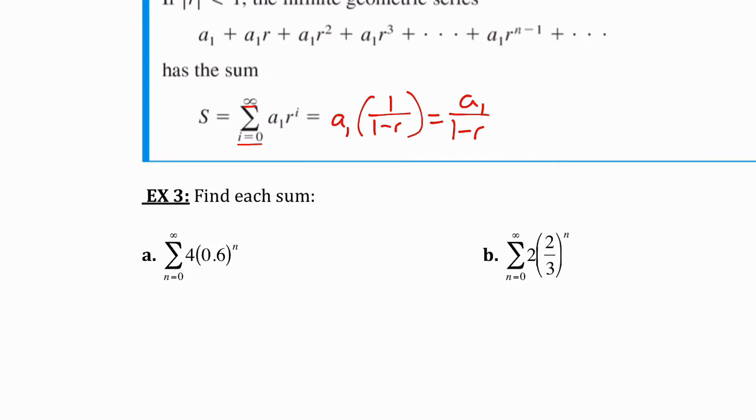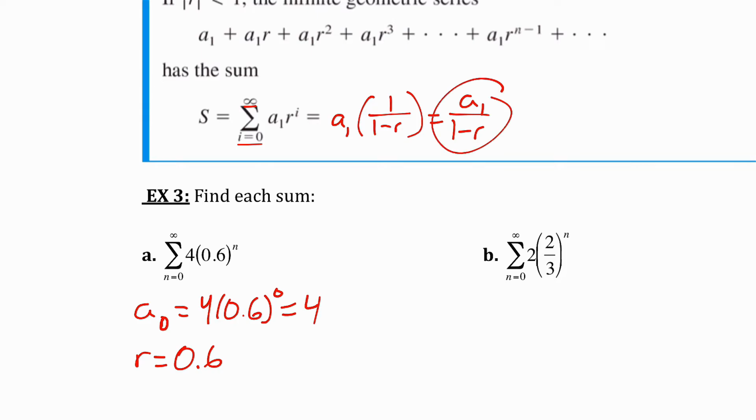For this first one, we've got the sum from 0 to infinity of 4 times 0.6 to the n. Again, we just have to find two pieces now. We have to know our first term, and we have to know r. Well, the nice thing is the r value is usually pretty easy to figure out. It's just whatever is being raised to the exponent, so that's 0.6. The first term, in this case a sub 0, is going to be 4 times 0.6 to the 0 power. Well, 0.6 to the 0 is 1, so it's really 4 times 1, which is just 4.